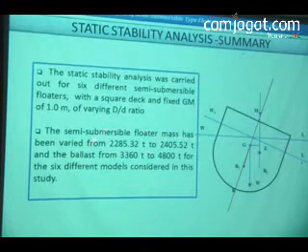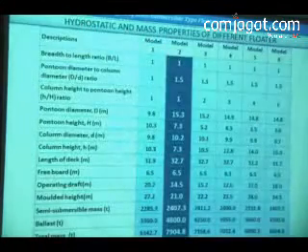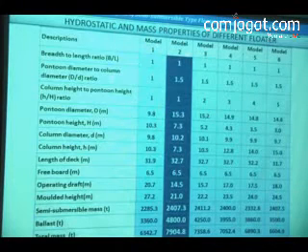The floater mass has been varied from 2,280 tons to 2,400 tons, and the ballast was varied from 3,360 tons to 4,080 tons for the 6 different models, so that we achieve the fixed GM of 1 meter. These are the different hydrostatic and mass properties of the 6 different models.